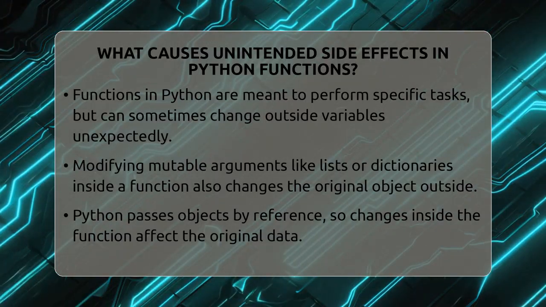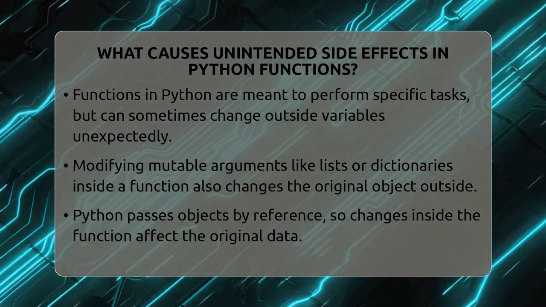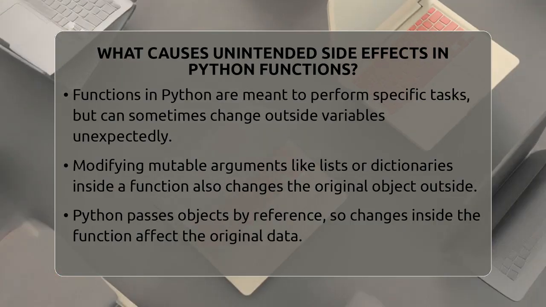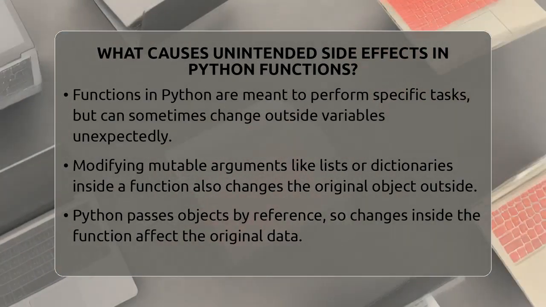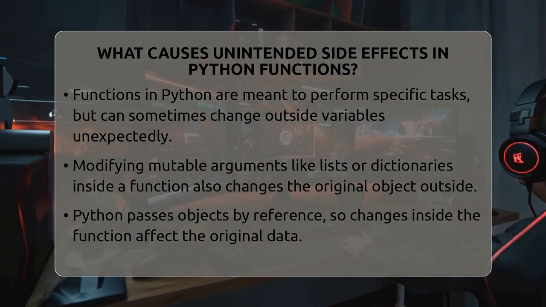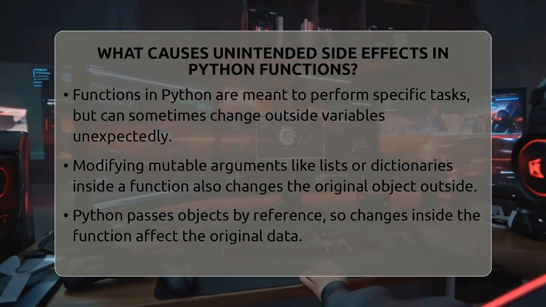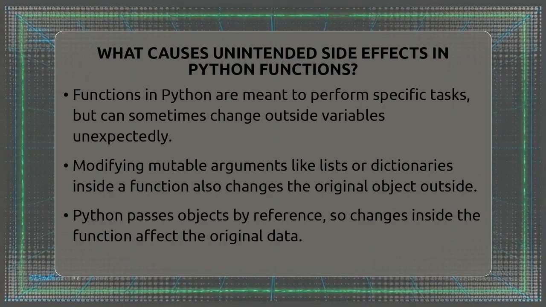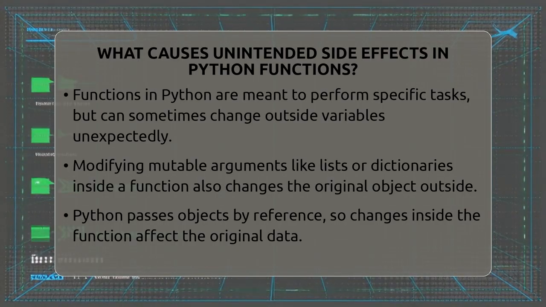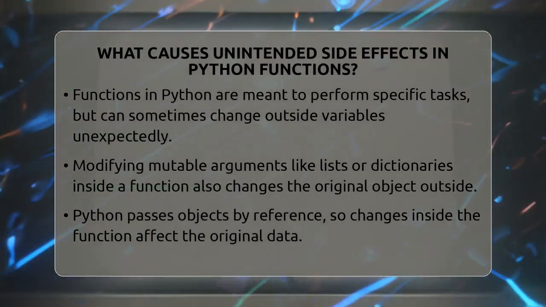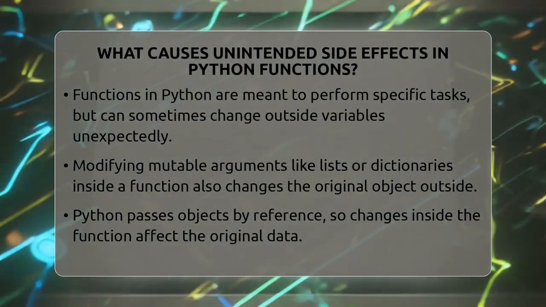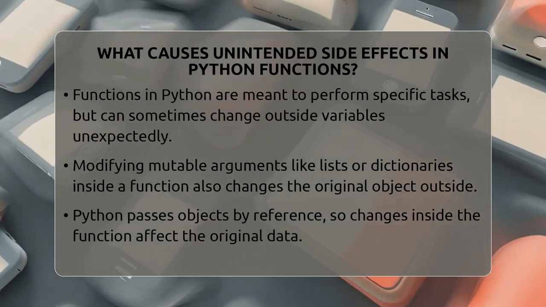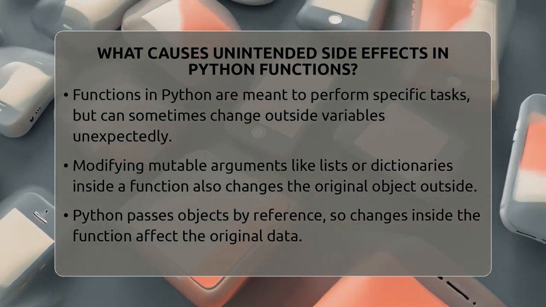What causes unintended side effects in Python functions? Imagine writing a simple function to add two numbers, but suddenly your program changes a list you didn't expect it to. That can happen because of unintended side effects. When you define functions in Python, they are meant to do specific tasks, but sometimes they can change things outside their scope without you realizing it. This is often caused by how Python handles objects and variables.